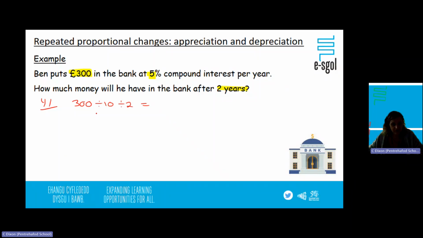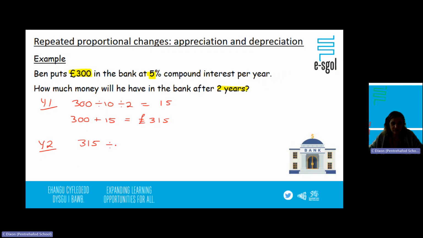But when you do 300 divided by 10, you get 30. Half of that, you get 15. So at the end of the first year, you haven't just got the £300 in the account. You've now got £300 add on the £15 the bank have given you. So there is now £315 in that account. So when you go to calculate year two, you're not starting with £300. You're going to start with £315.